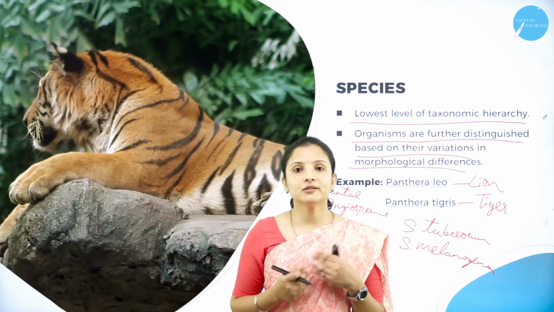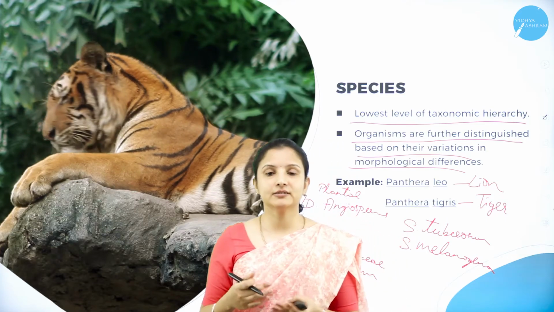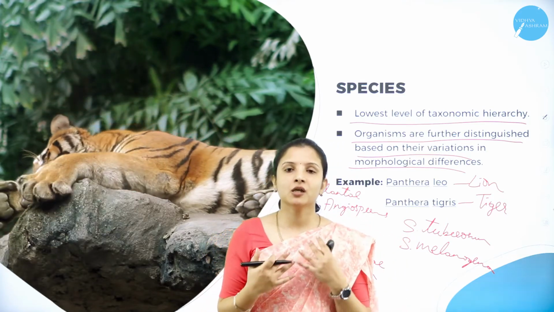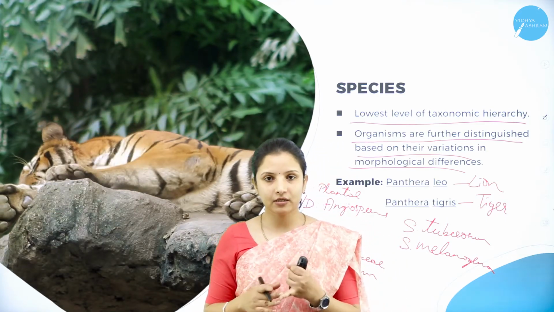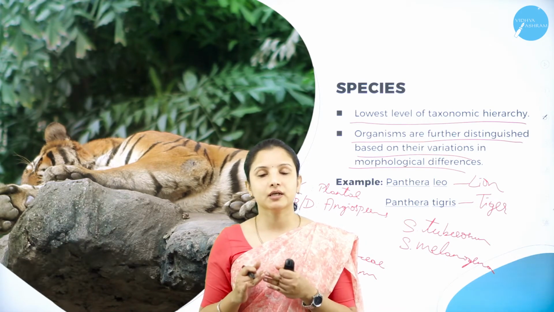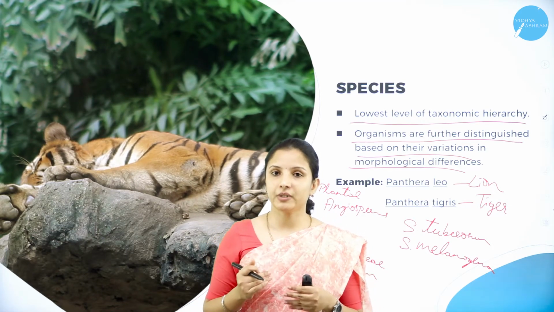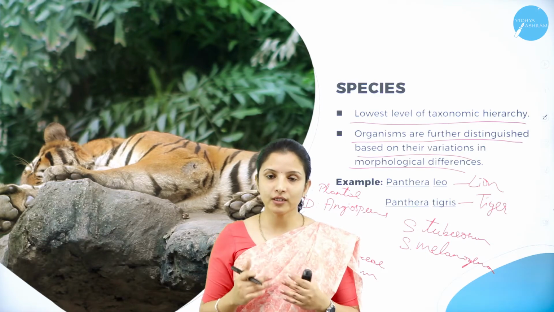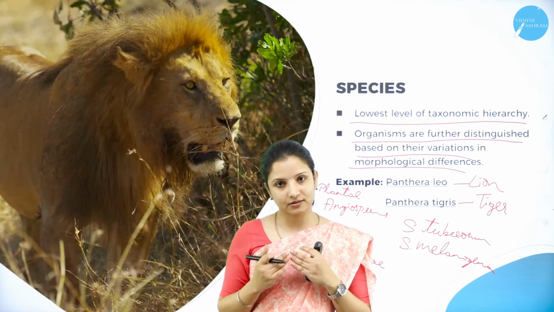So this was about the different taxonomic categories and the taxonomic classification, wherein you studied the kingdom, the phylum or division, the class, order, the family, the genus and the smallest level of classification, that is the species.